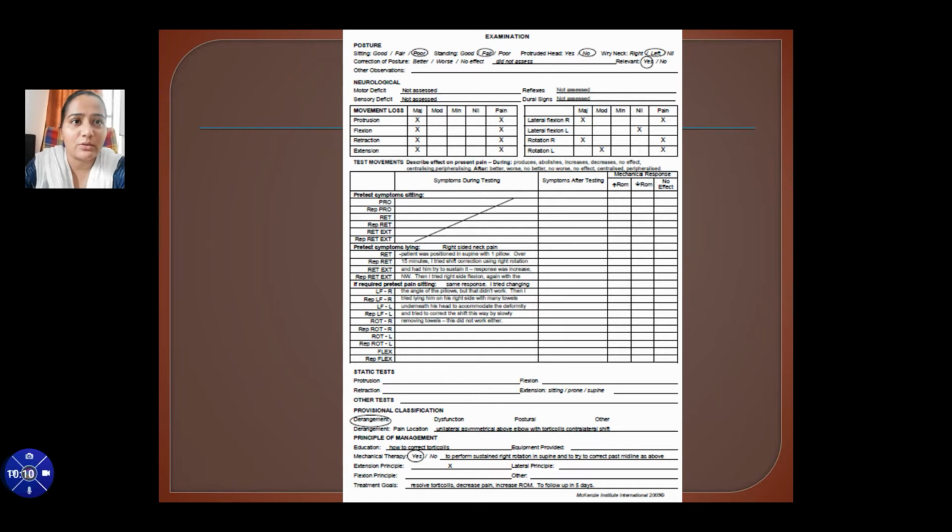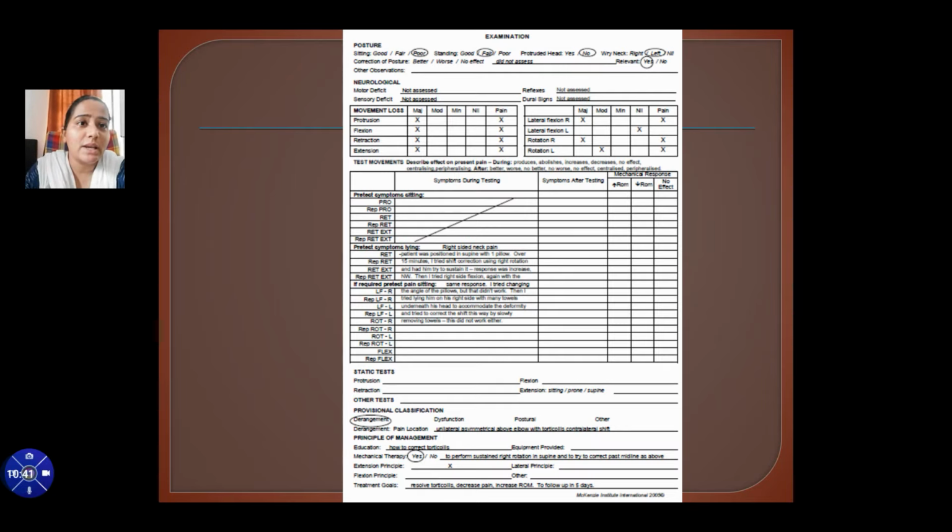We have to check the flexion, extension, retraction and protrusion movement, lateral flexion to right, lateral flexion to left, and rotation towards the right and left. So all these movements of the cervical spine, whether there is movement loss, pain is there or not, whether there is minimum movement loss, moderate or major or nil. So in the column we have to tick mark. So you can see in this form is a filled one. So whatever was appropriate for the patient, we have done the cross mark for that.